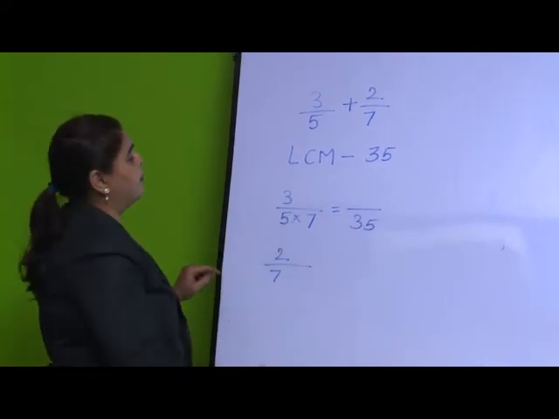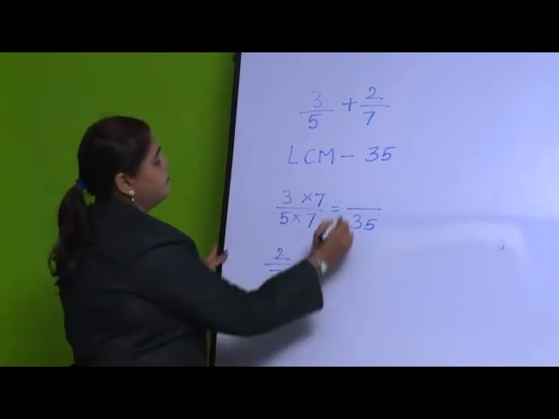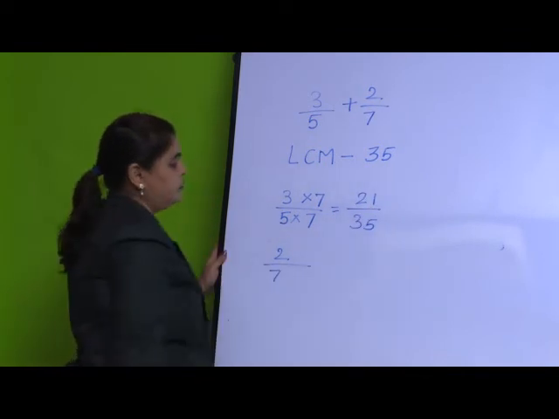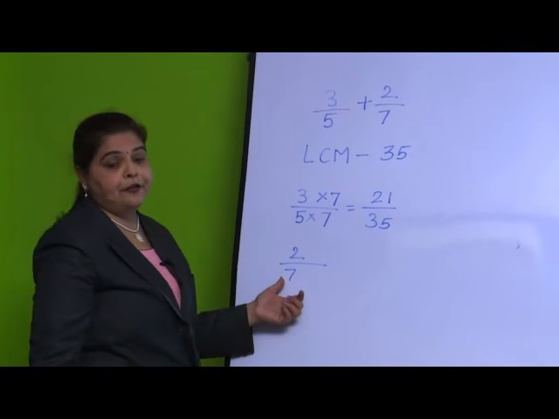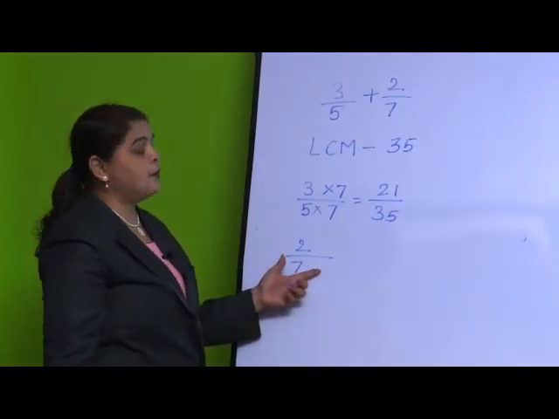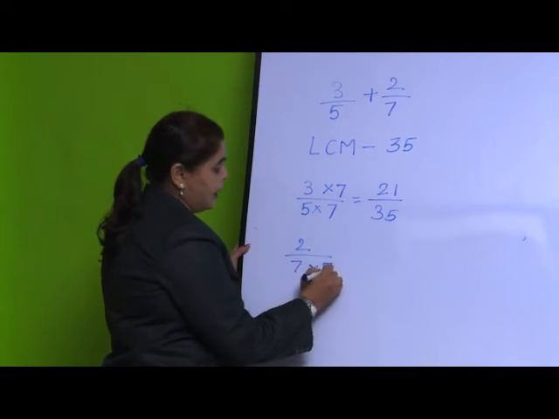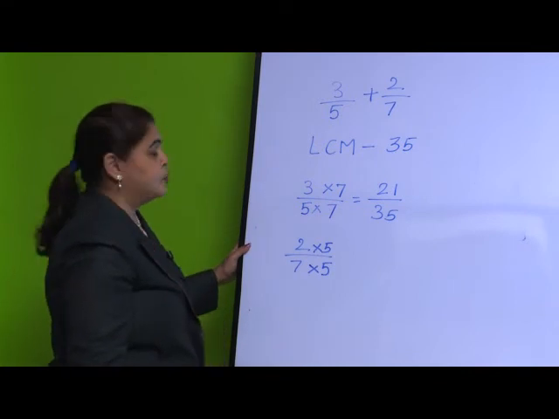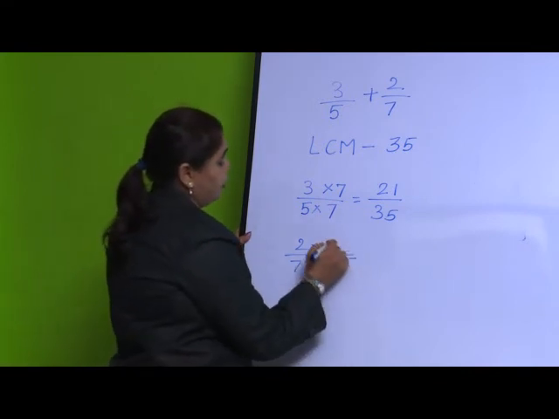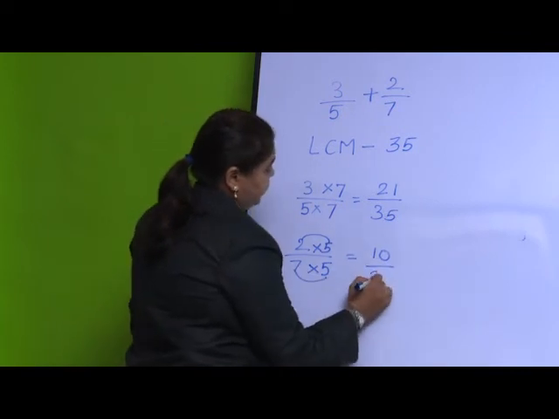The same number I have to multiply in the numerator. So, what will be 7 3s are 21. To make the denominator 35, I am having here 7. Which number do I have to multiply to get 35? Yes, it is 7 5s are 35. The same number I have to multiply in the numerator. So, it will be 5. So, here 5 2s are 10 and 7 5s are 35.